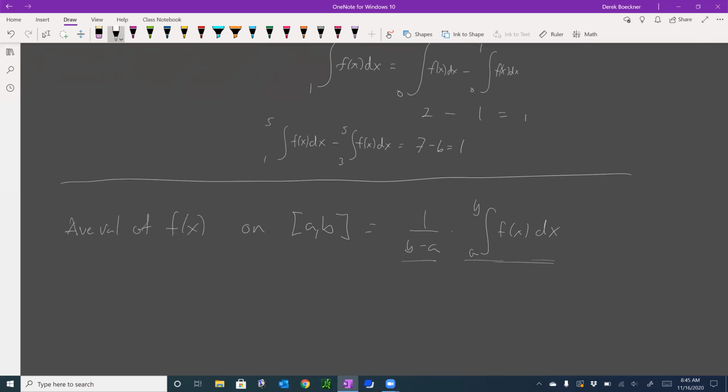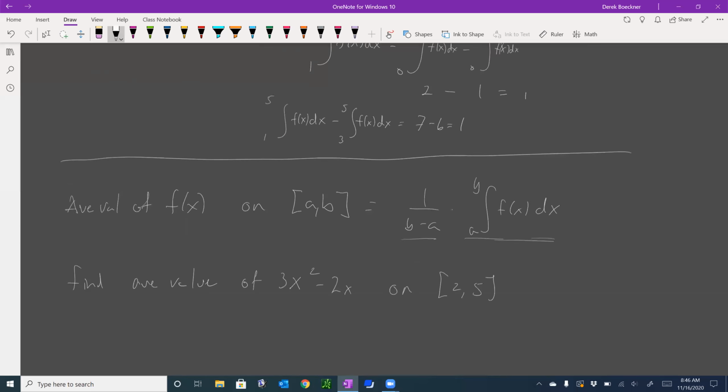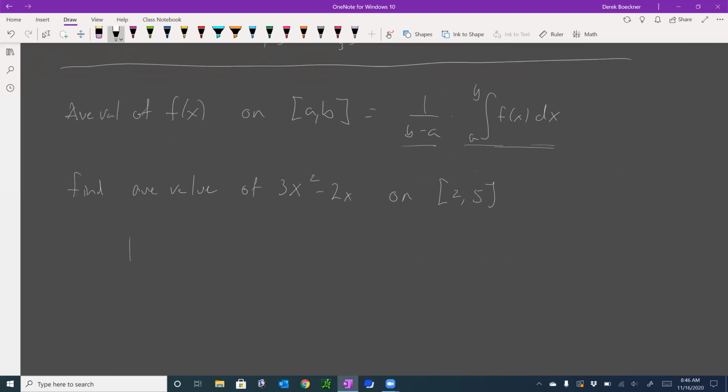you get that. Okay, so let's try and find the average value of, say, sorry, we can't do cubes yet, 3x squared minus 2x on [2, 5]. So what we're supposed to do is take 5 minus 2, put it in the denominator, and take that times the integral from 2 to 5 of 3x squared minus 2x dx.